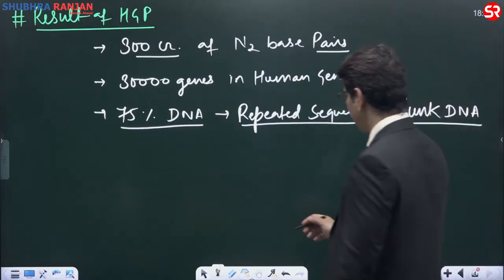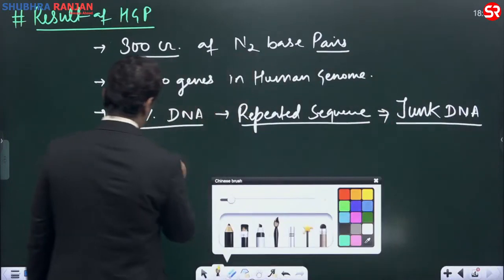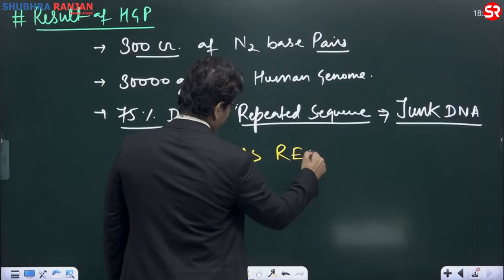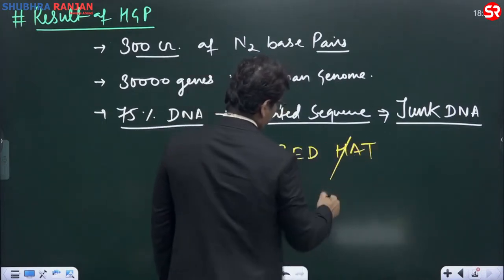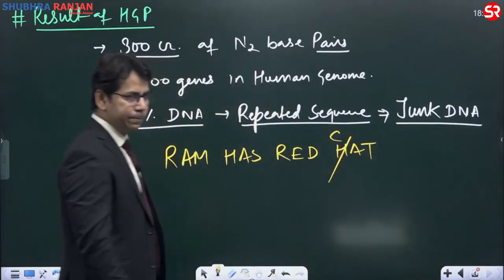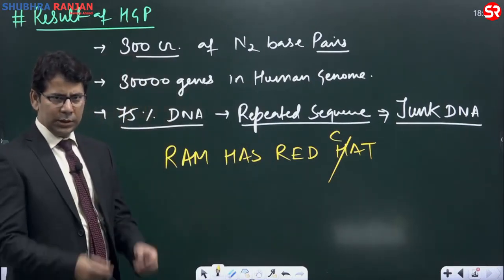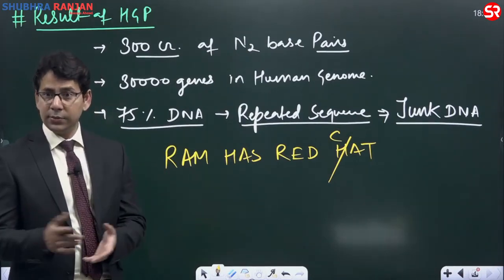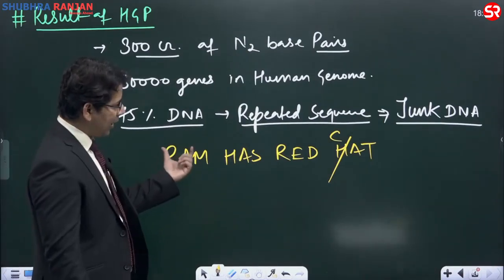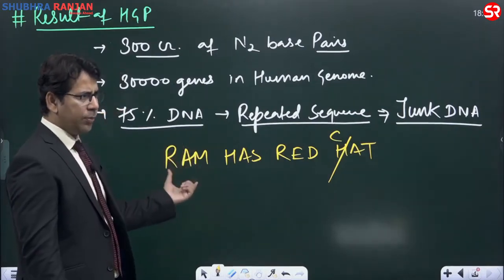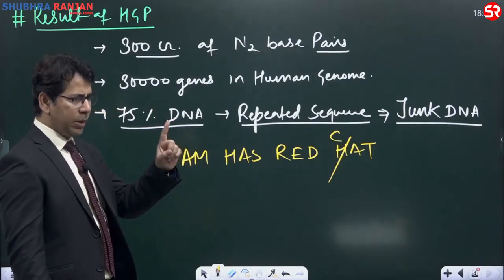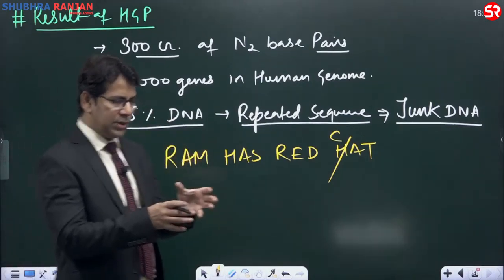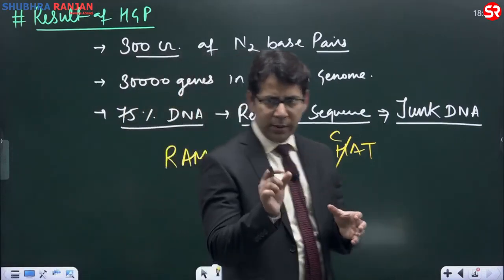Remember, yesterday I told you about a point mutation, Ram has red hat, right? Remember? So if I remove H and put C, is it changing just one word or the entire meaning of the sentence? Entire sentence. So technically there are 12 letters. Out of 12 letters, one has been changed, but this one change has changed the entire sentence. So this 0.1% dissimilarity is not a small one.